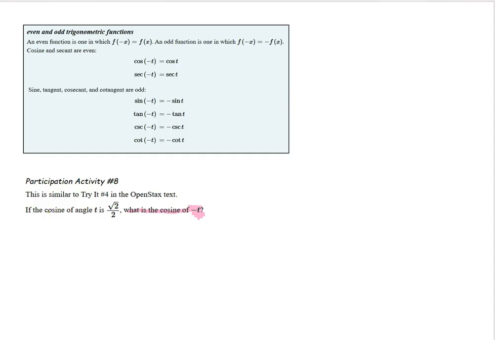Okay, the cosine of T is square root of 2 over 2. So the cosine of T is going to equal the cosine of negative T. And that's what they're asking us to find. So whatever this is, that would be the same because they're considered even.